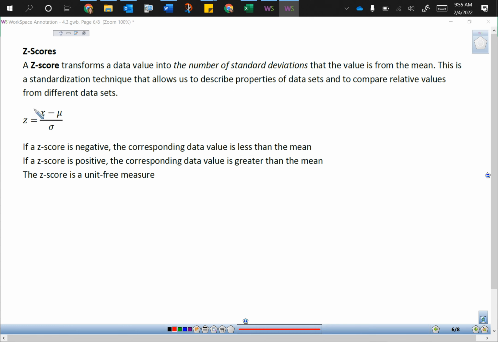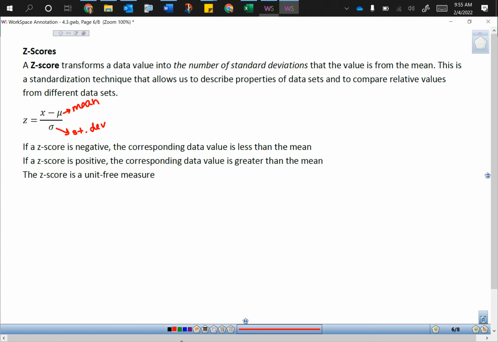Now some information about the mean. So here we have the z-score. To find the z-score, you're going to take the given data value minus, what does mu mean? What is that? That's the mean, and divide it by, what is that? The standard deviation. Very good.